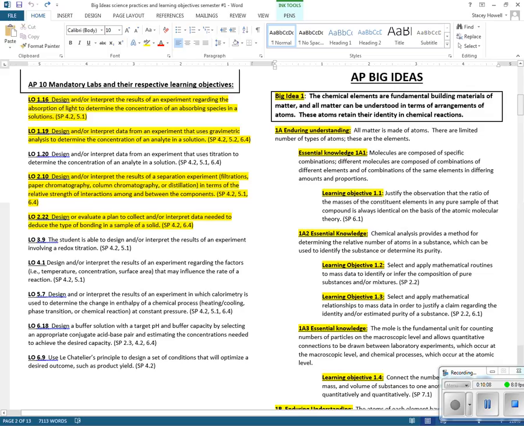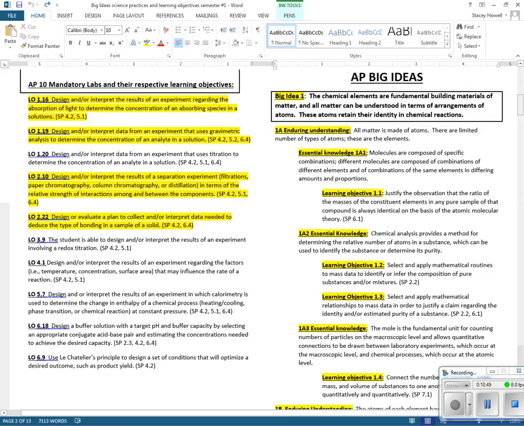Okay, so big idea one, you'll notice that I went down from highlighting the whole thing just to highlighting the little parts. So big idea one basically is about the chemical elements being fundamental building materials of matter, and all matter can be understood in terms of these arrangements of atoms. These atoms retain their identity in their chemical reactions. This has to do with everything that we've done that has to do with elements. Their Lewis dot, their electron configuration, their families, the way that we put them together into chemical formulas, the way that we can change from grams to moles to molecules, all that is included in here.